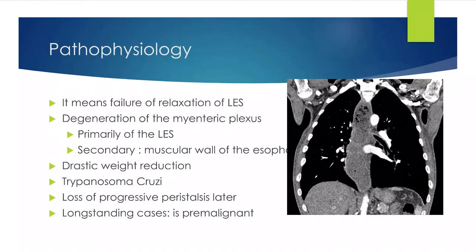It is known in South America to be caused by Trypanosoma cruzi, which is a parasitic infection that leads to what is called Chagas disease. And part of that picture is degeneration of the myenteric plexus of the esophagus and lower esophageal sphincter. Eventually, there will be a loss of progressive peristalsis of the esophagus as the disease progresses.